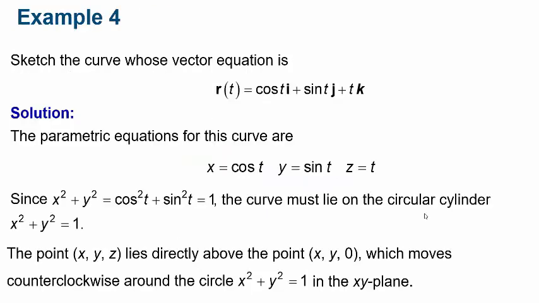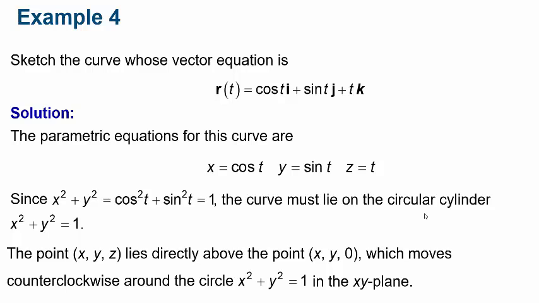All right, let's just do one quick example so you can see this. Let's sketch the curve whose vector equation is the following. Our vector valued function r of t is cosine of t i plus sine of t j plus t k. This is a very common vector valued function. So the parametric equations for this curve are the following: x is equal to cosine of t, y is equal to sine of t, and z is equal to t.